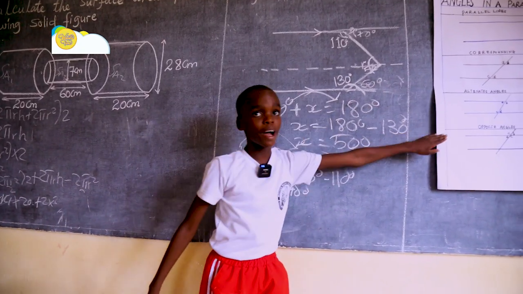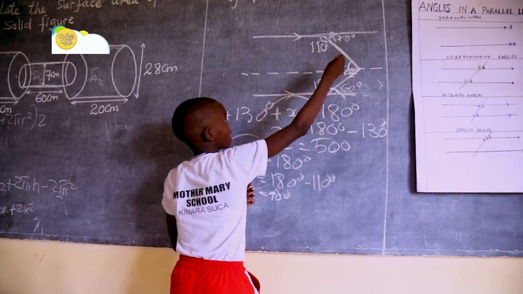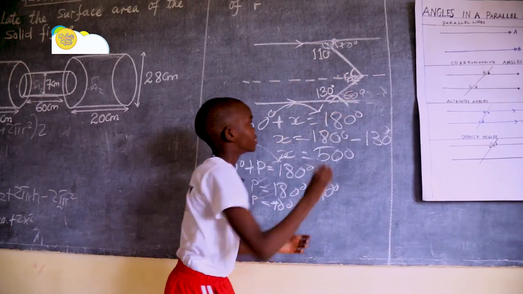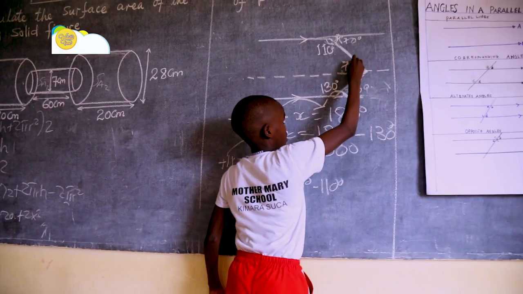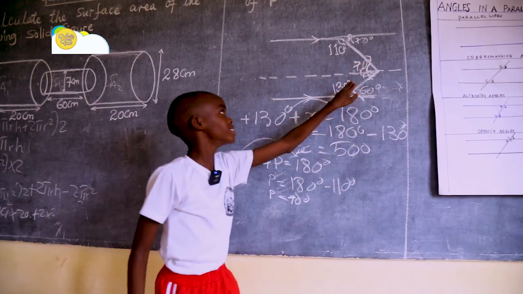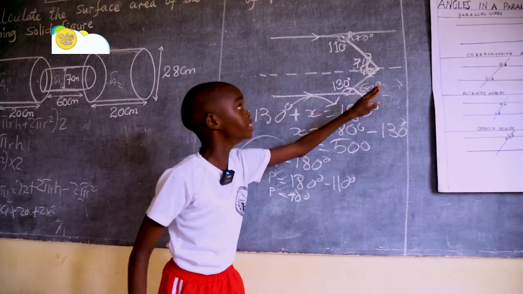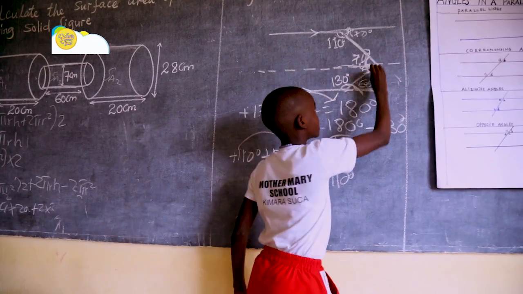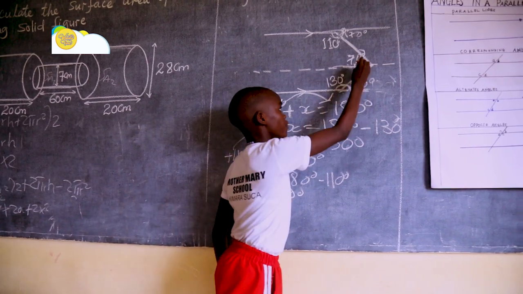Referring back to the rule, alternate angles are equal. As we can see, this angle and this angle are alternate, so they are equal. So we put 70 degrees here. But this is not our actual answer. Here, this area is bisected into two angles: this angle whose value is 70 degrees and this angle whose value is 50 degrees.